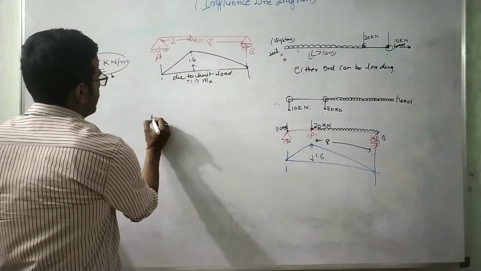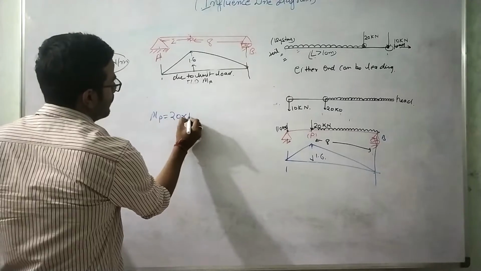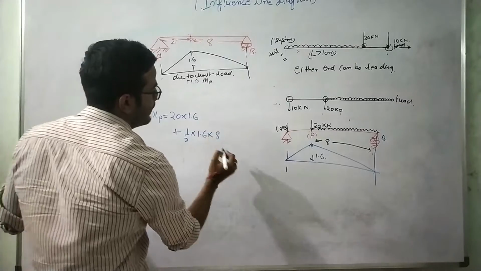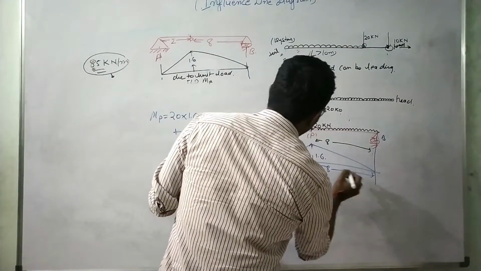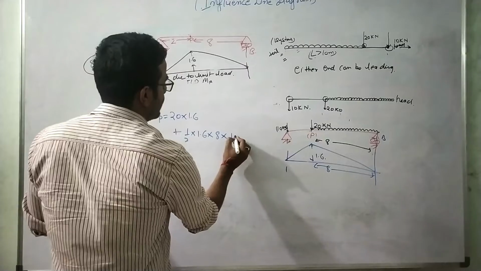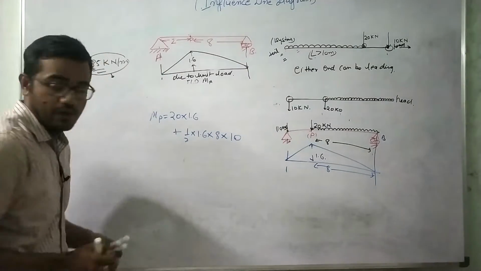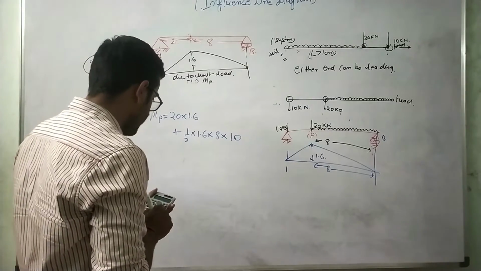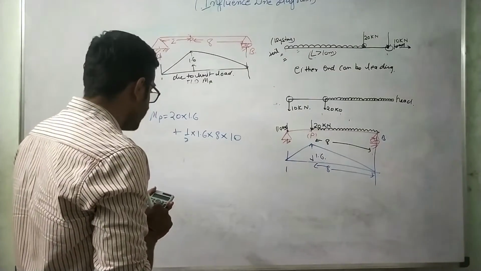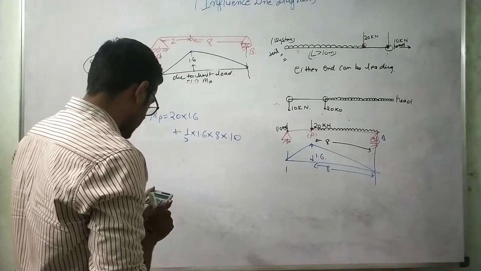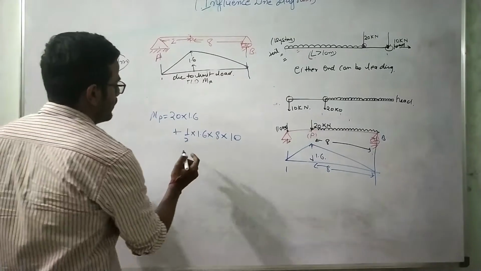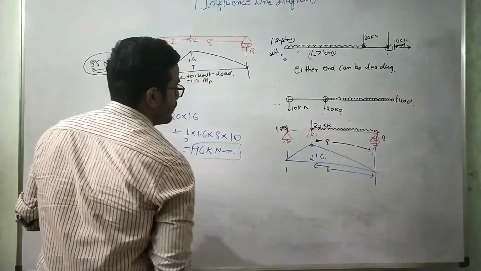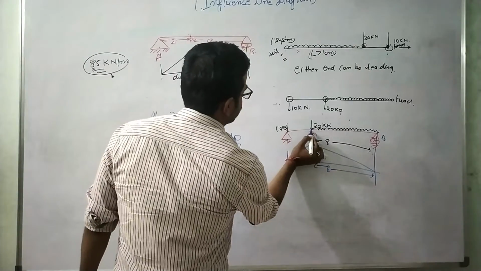Okay, so if we solve this value, MP is nothing but 20 into 1.6 plus half into 1.6 into 8 meter. The area which is coming under the UDL is 1.6 into it, and the intensity of the UDL is 10 kilonewton per meter. So 20 into 1.6 plus 0.5 into 1.6 into 8 into 10, and the value comes out to be 96 kilonewton meter for this case, when this point load is acting just at the left of P.